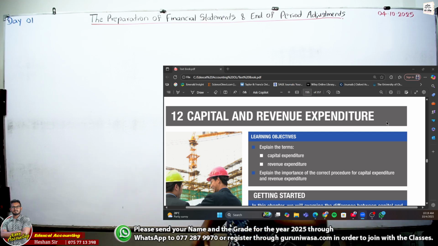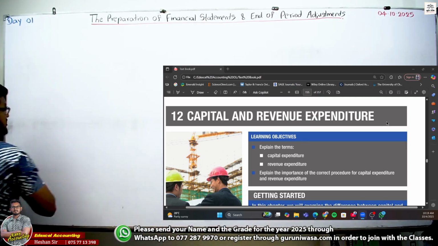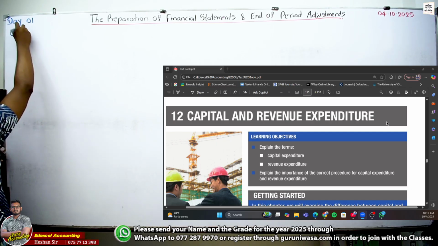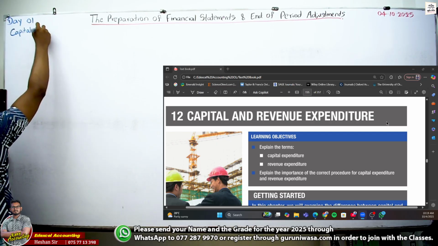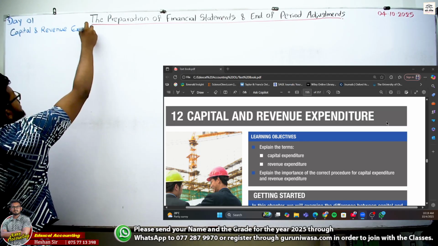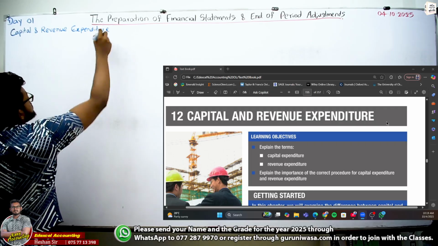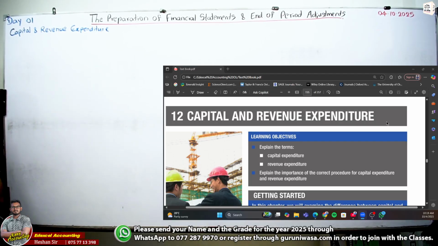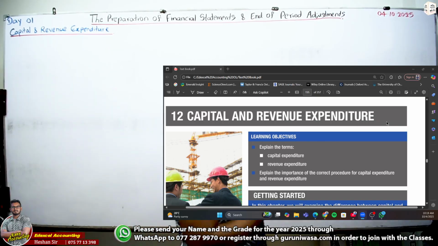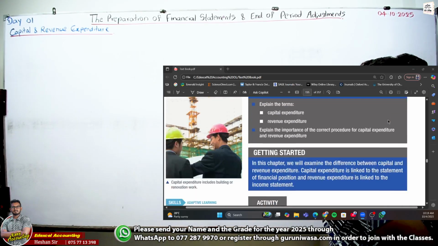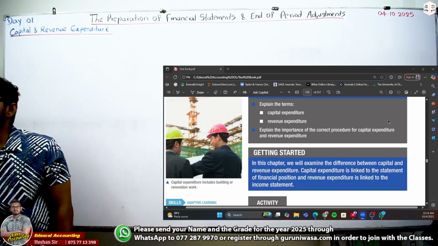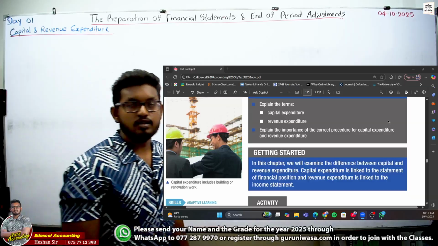Right. Okay, write the main heading and write the subheading, capital and revenue expenditure. Learning objectives: explain the terms capital expenditure and revenue expenditure. Explain the importance of correct procedure for capital expenditure and revenue expenditure.